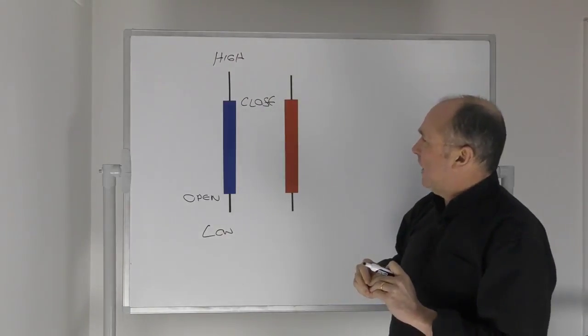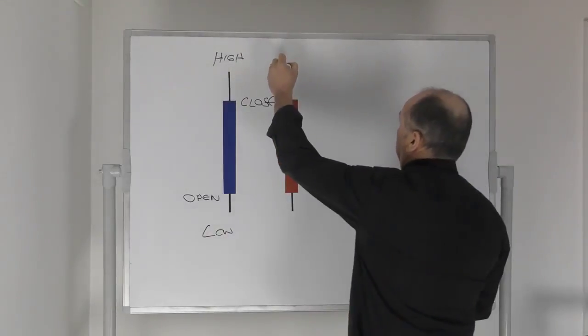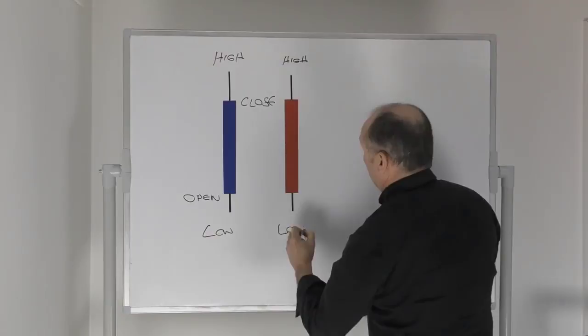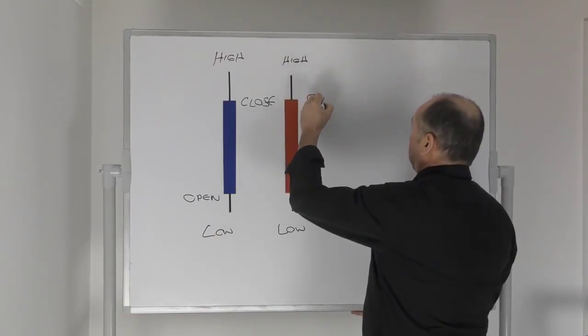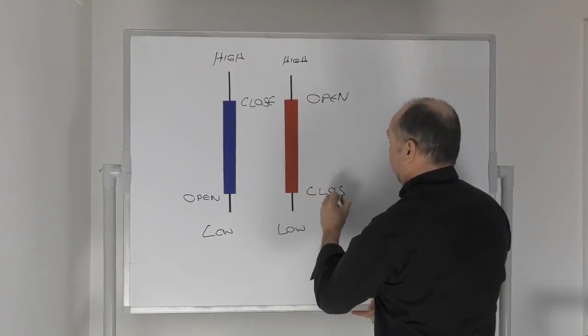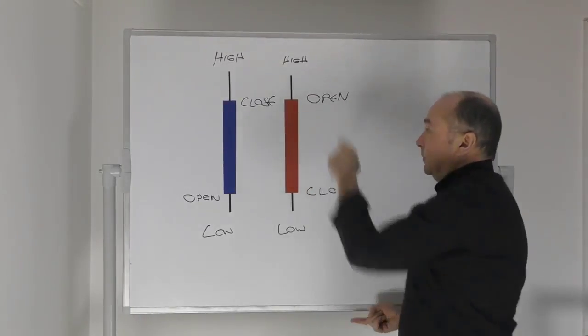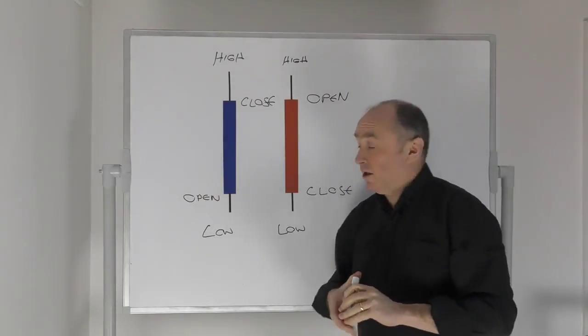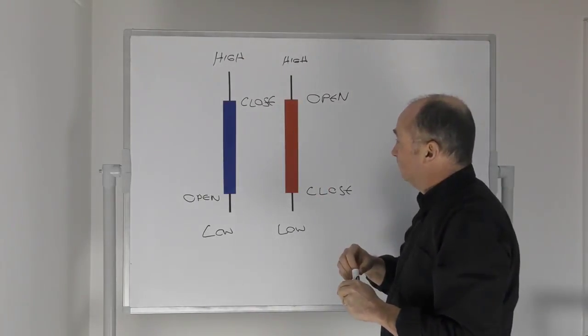Same here on the red candle, the bearish candle. You've got the high up here. You've got the low down here. We know the market opened up here and then subsequently closed lower down here. Because it closed lower than where it opened, the candlestick is being coloured red. So this is a bearish candle.